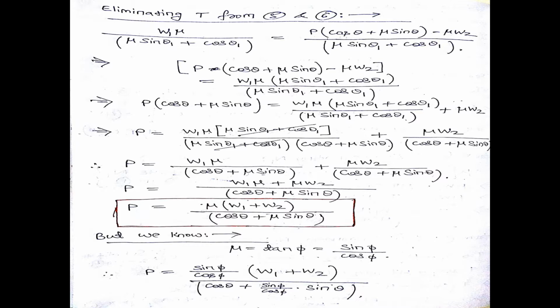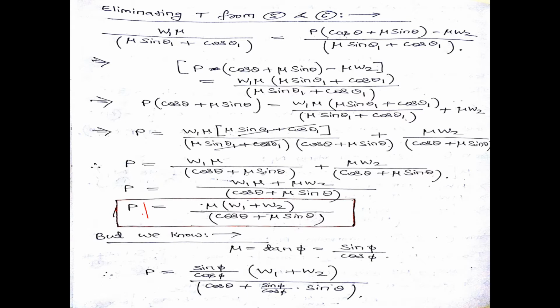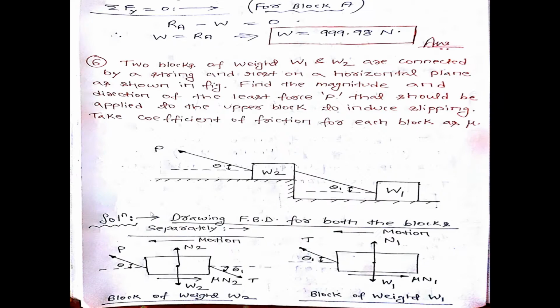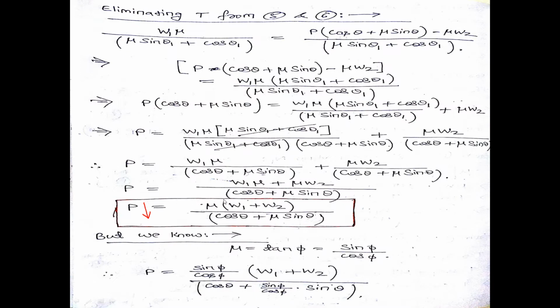Yes, sir. If you want to make P minimum, remember that P is dependent on theta. If you can increase or decrease the value of theta, your P will change. This is your expression of P, and in this expression theta is coming in the denominator part. So the denominator part has to be maximum if you want to minimize P.